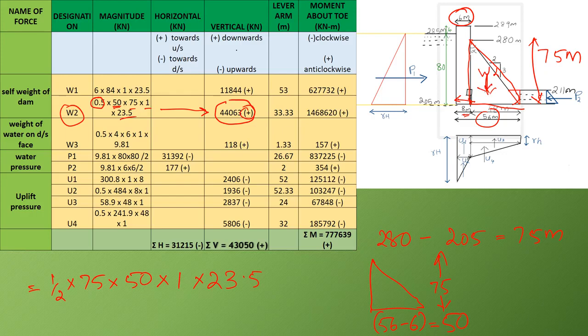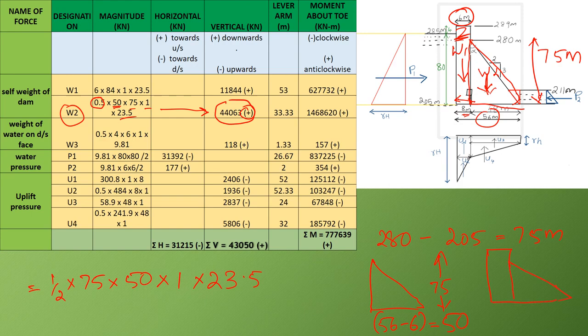Now let us calculate the lever arm. For W1, this is W1 and it acts through the centroid of this rectangular portion. So the W1 will be at half the base. Let us draw it again here.